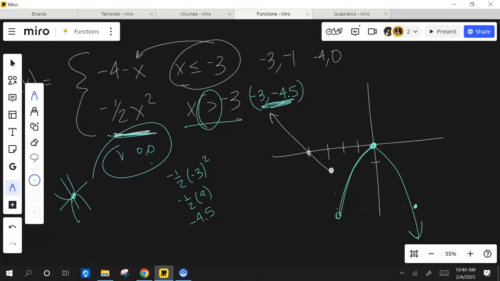Because we was doing absolute value. What? I don't know why.